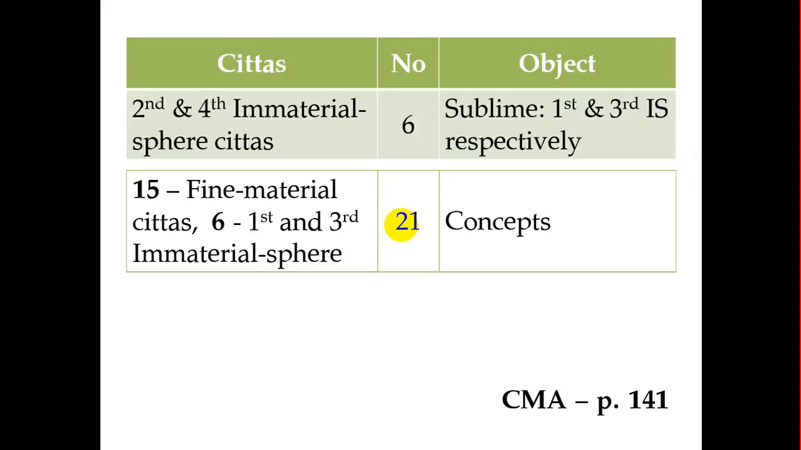If you look at page number 142, you will see the charts. Later I will explain a little bit. And then 21 cittas take the object of concept, only the object of concept, right? But here, 6 immaterial jhana cittas take the object of sublime only, right? Only.